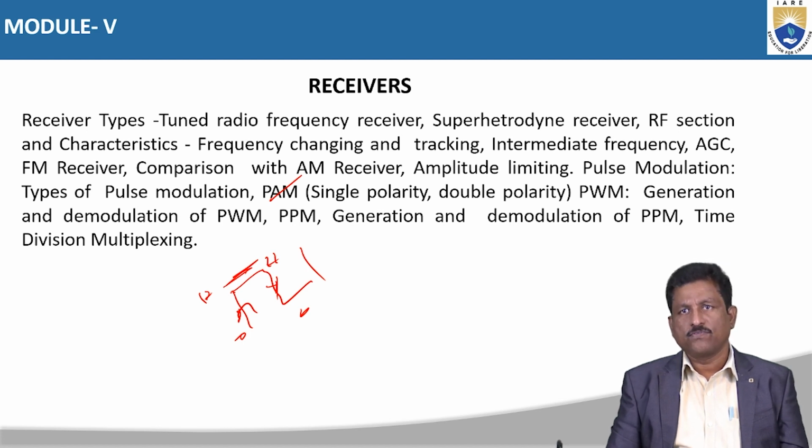So these are the different types of modulation and demodulation techniques. Coming to the receiver part, we are going to discuss only the demodulation technique here. Also, what are the basic elements: the RF section, the frequency tracking, and how you are going to generate the intermediate frequency. The IF amplifier is there, AGC is there. These are some of the basic elements we are going to discuss in this module.